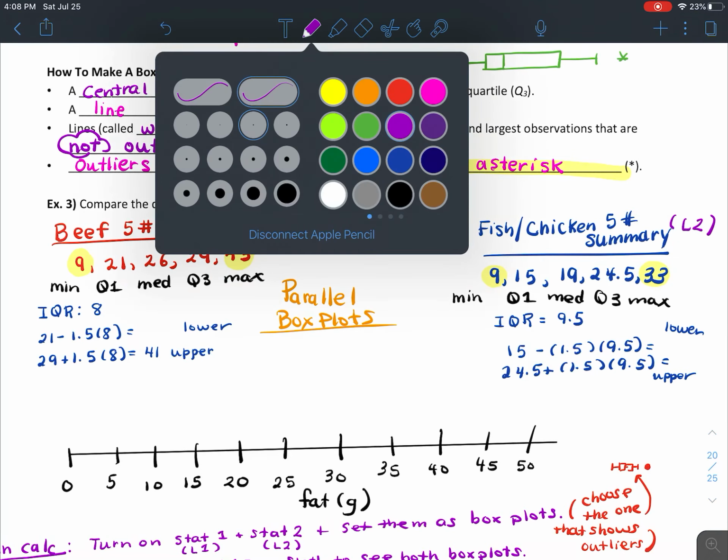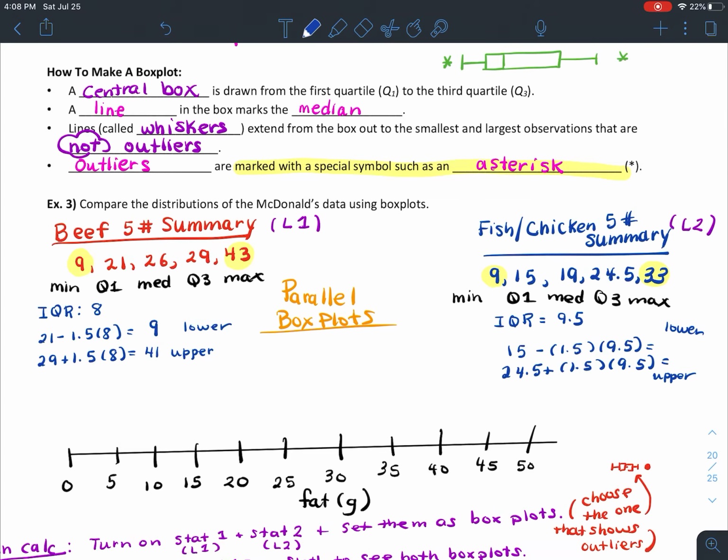So I'm going to do my lower fence. My lower fence looks like it would be 9. Ooh, that is right on the edge, but it would have to be a number lower than my lower fence to be an outlier. So 9 is not an outlier. Okay, but when I do Q3 plus 1.5 times the interquartile range, I get my upper fence to be 41, and you can see how the max here is 43. So what that tells me is absolutely the beef max is considered an outlier.